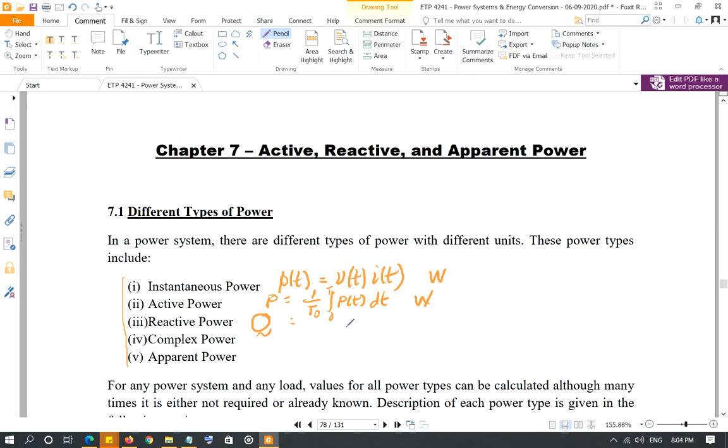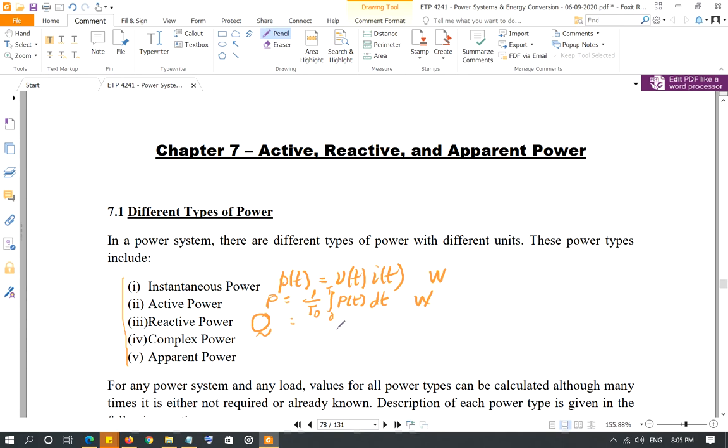So anytime you have a bunch of reactive powers given to you and you have to add all of them together, make sure to put a negative sign for the capacitive reactive power and a positive sign for the inductive reactive power, and then add them together to find the total reactive power of that system.